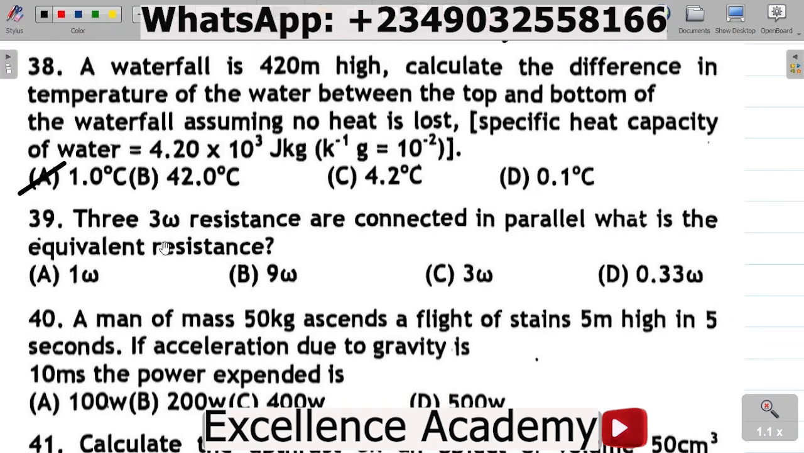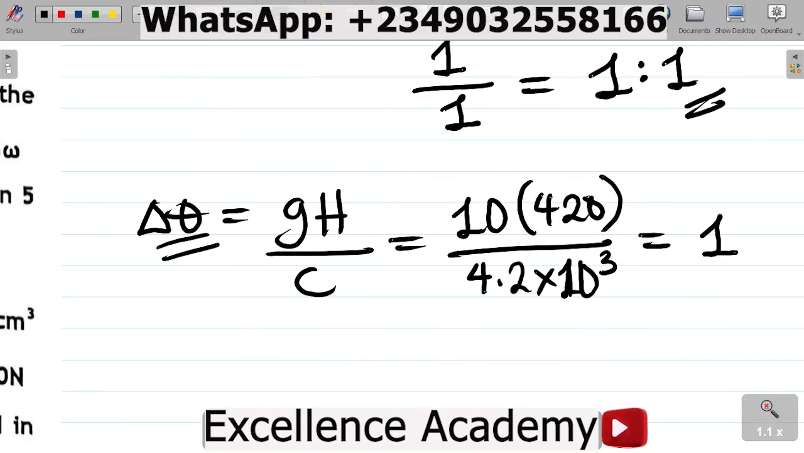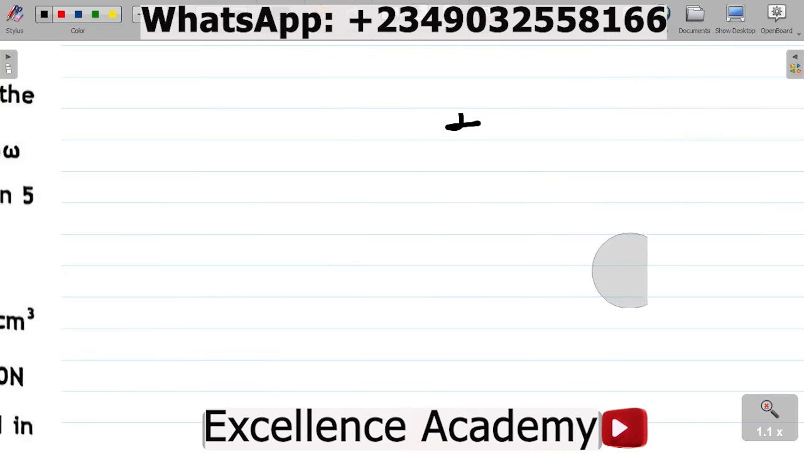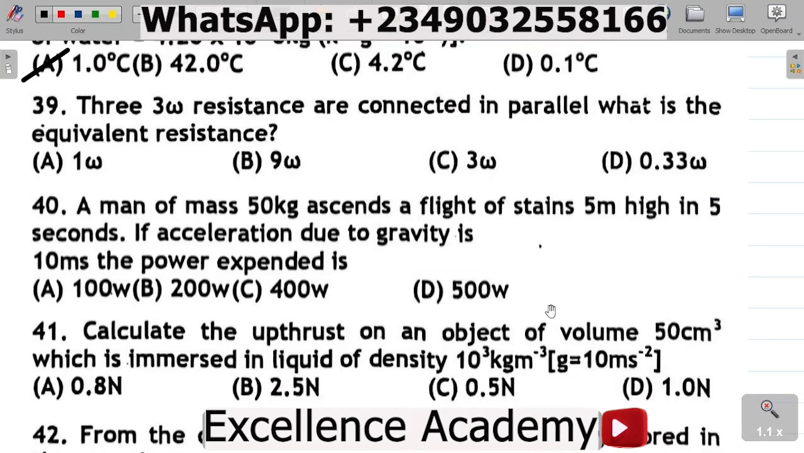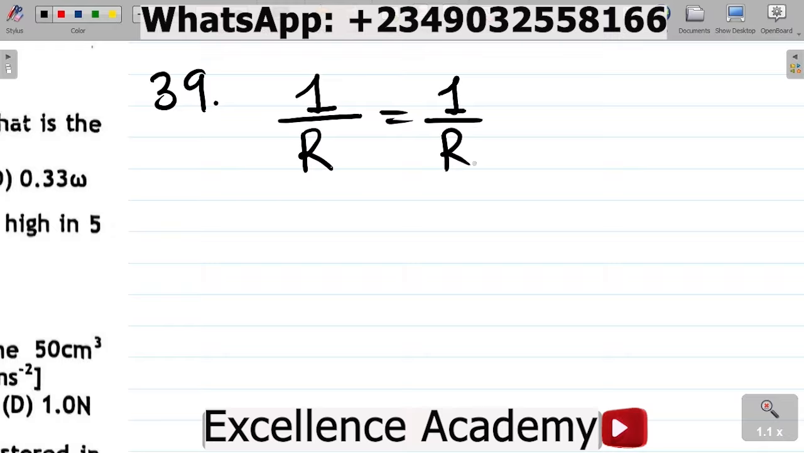Okay, question number 39 says three ohm resistors are connected in parallel. What is the equivalent resistance? When we have resistors in parallel, the equivalent is given by 1 all over, let's call R as the equivalent, is equal to 1 over R1 plus 1 over R2 plus 1 over R3.